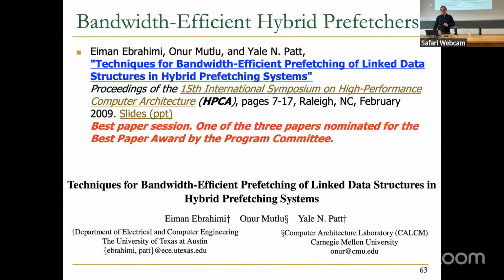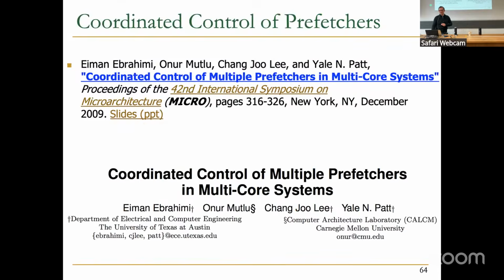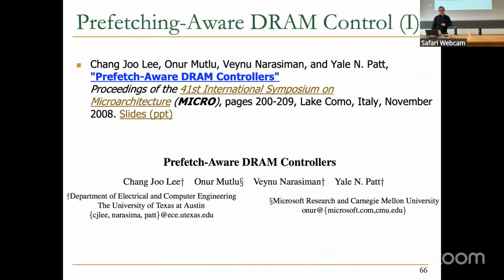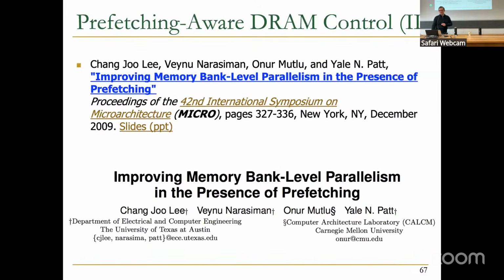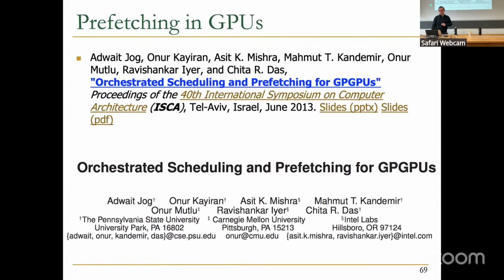Okay. So I will not go through all of these in detail, but there's more work in bandwidth efficiency. Bandwidth efficiency is really important in multi-core. And we've done a lot of work, and you can take a look at some of these works. Okay, maybe I'll skip these also. If you have time, we're going to talk.